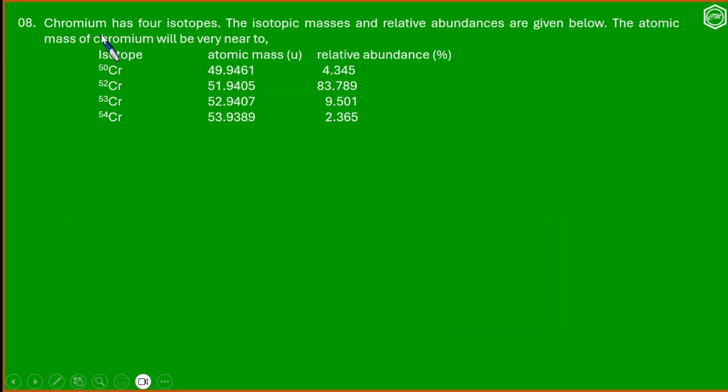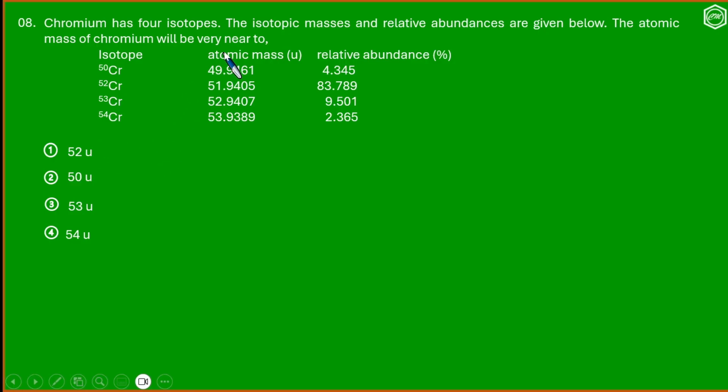Question 8. Chromium has 4 isotopes. The isotopic masses and relative abundances are given below. The atomic mass of chromium will be very near to option 1 52 u, option 2 50 u, option 3 53 u, option 4 54 u. Since we cannot use calculator in the examination hall, we can make a guess.